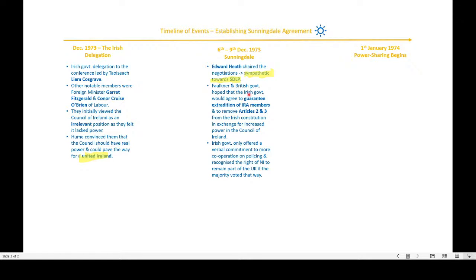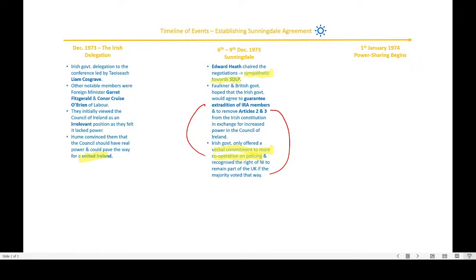So Faulkner and the British government hoped that the Irish government would agree to guarantee extradition of IRA members and to remove Articles 2 and 3 from the Irish Constitution in exchange for increased power in the Council of Ireland. However, the Irish government could not agree to any of those terms. They only offered a verbal commitment to more cooperation on policing, not to extradite the members of the IRA like they had hoped, and they recognised the right of Northern Ireland to remain part of the UK if the majority voted that way, but they could not agree to get rid of Articles 2 and 3 from their constitution.